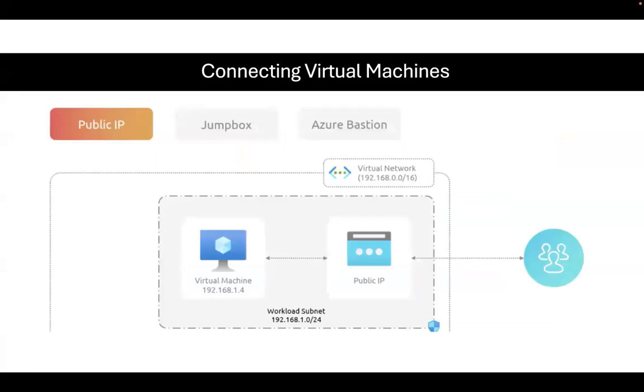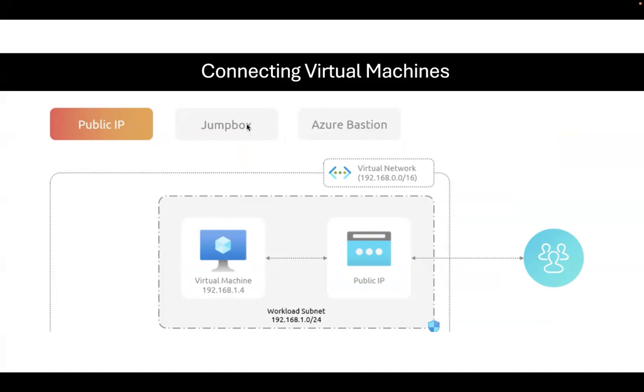Connecting to a virtual machine, we have already seen how we can connect using Bastion. We enable the Bastion over the VNet, then we can connect to all the VMs inside that virtual network. The other way is the public IP. You can assign a public IP to the virtual machine and directly connect to that public IP, and you will be able to access the virtual machine.